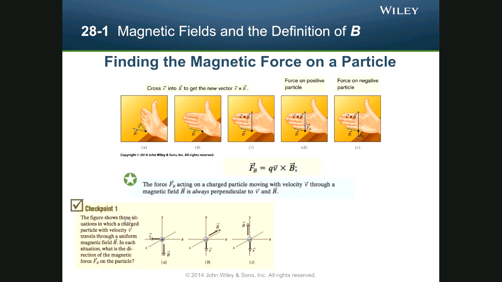So the figure here shows three situations in which a charged particle with a velocity v travels through a uniform magnetic field. In each situation, what is the direction of the magnetic force on the particle? So, the first one is pretty easy, right? You put your hand on v, and if you do that, like so, and you close it, you're going to get, it's pointing in the positive z direction. Good.